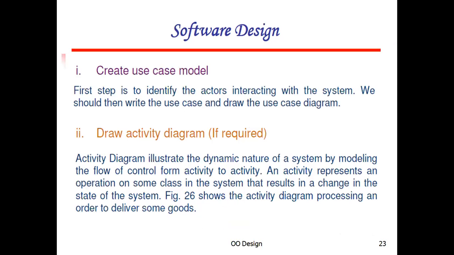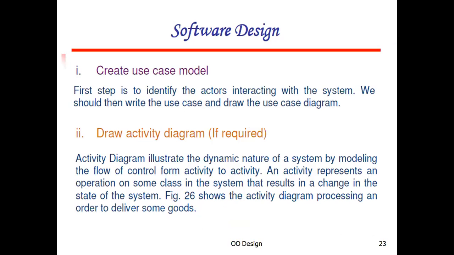The first one is the use case model. The first step is to identify the actors interacting with the system. We should then write the use cases and draw the use case diagram. So there are three things we need to use. The first one is actor, the second one is relationship, and the third one is use case. The second one is the activity diagram.